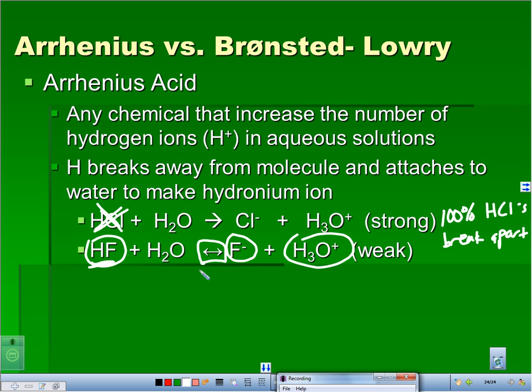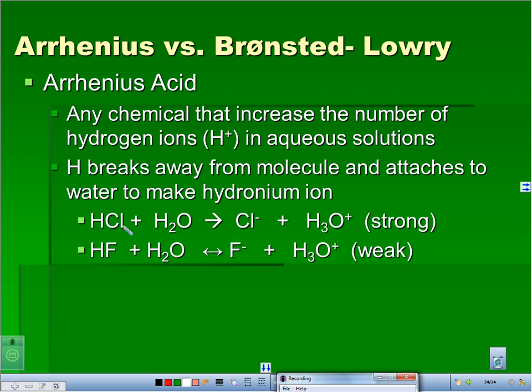Why in the world do you think it might be that this is a strong acid and loses its hydrogen pretty easily, and HF does not lose its hydrogen very easily? Anything from the past that you might remember that might cause this to be a stronger bond?